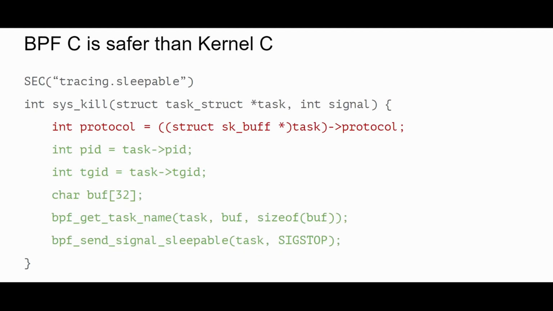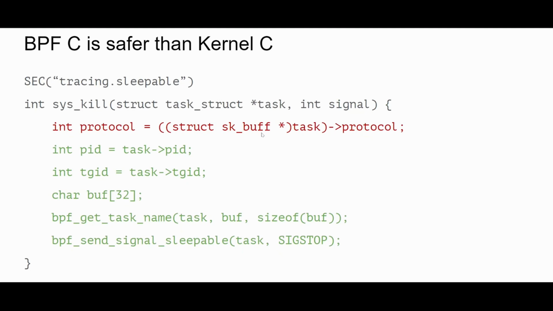And then you get the PID, you get the thread group ID, you get the name of the task in this buffer. It knows that the buffer size is 32 because you pass the size to the helper, which is bpf_get_task_name, so it does not allow you to read beyond the 32 bytes. And this helper, send signal sleepable, allows you to send a signal to a task. So this is the kind of stuff you can do inside the kernel.